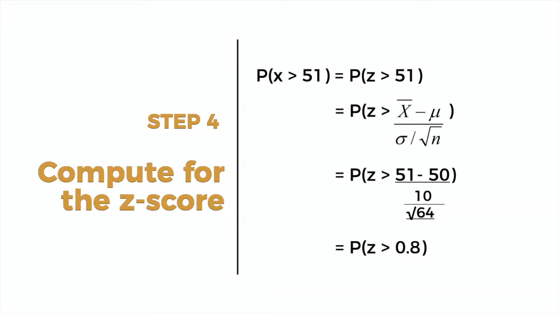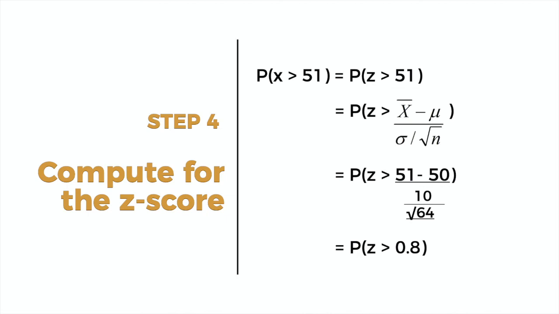Now we are going to change the equation a little bit. So that would be the probability of x is more than 51 is equal to the probability of z is more than (51 minus 50) all over 10 over the square root of 64. Now we started to incorporate all of the givens that we were able to list down before. So now we have the probability of z is more than 0.8. So basically the z-score that we have here is 0.8.